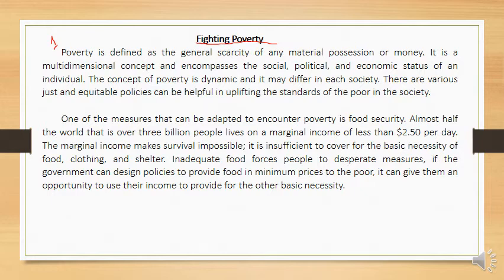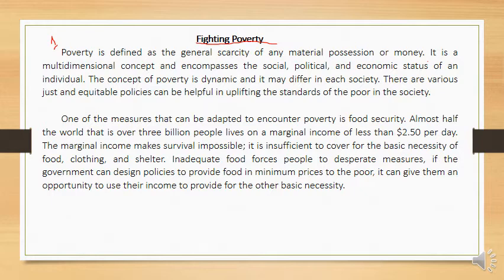Now we move to background information. It is a multidimensional concept and encompasses the social, political, and economic status of an individual. The concept of poverty is dynamic and it may differ in each society. Now, here, these are called background information. It means here I'm giving a general idea about poverty or prior knowledge. What do I know about poverty?